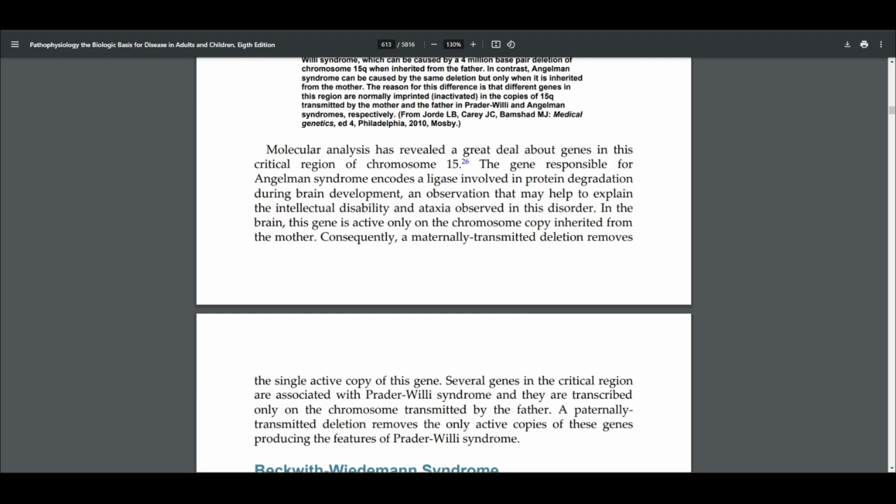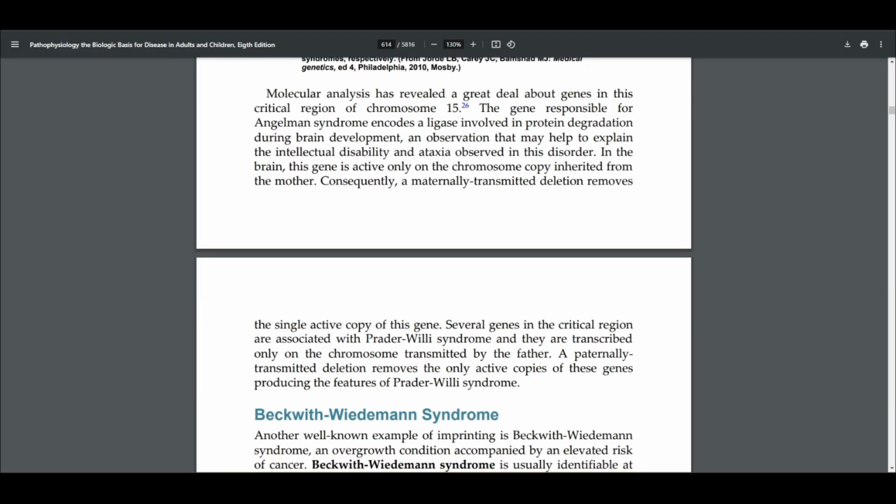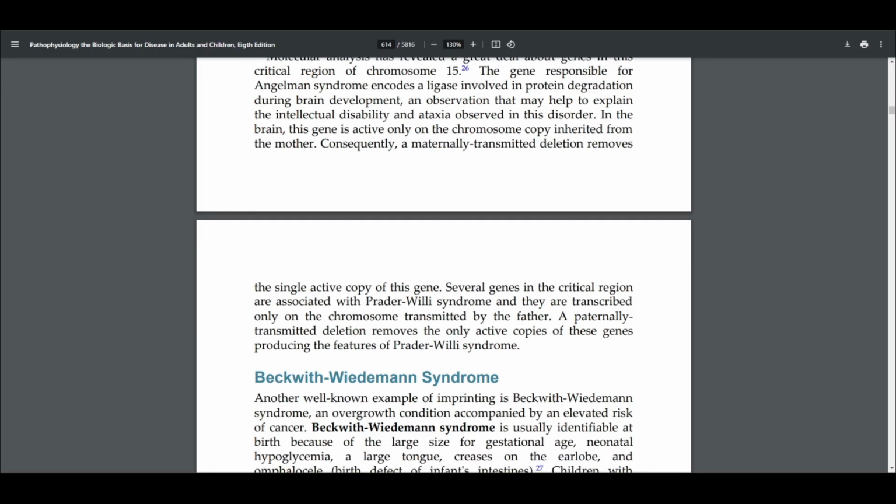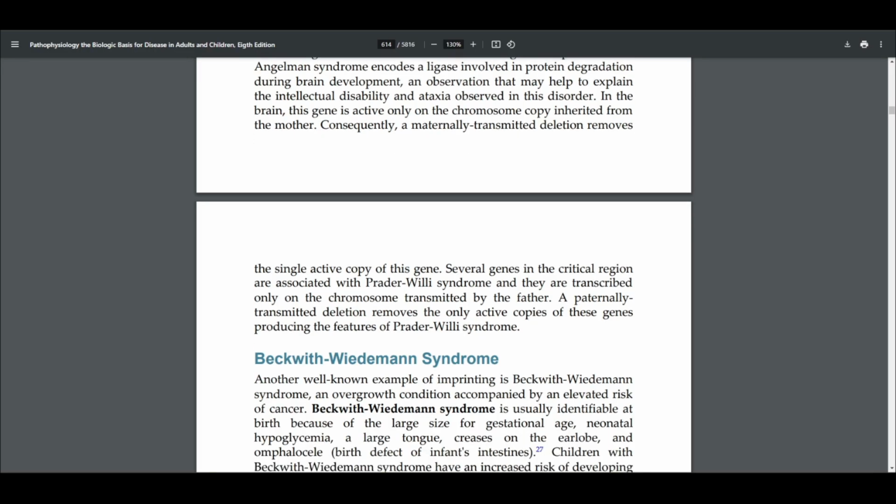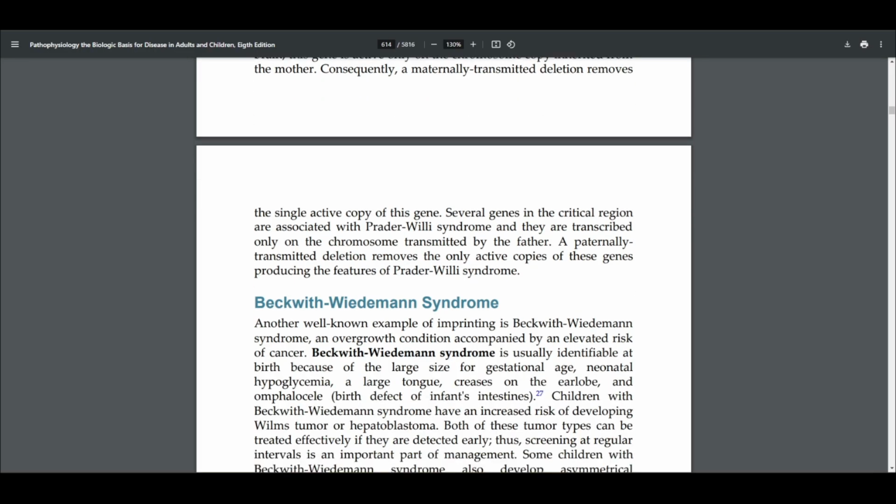Several genes in this critical region are associated with Prader-Willi syndrome, and they are transcribed only on the chromosome transmitted by the father. A paternally transmitted deletion removes the only active copies of these genes, producing the features of Prader-Willi syndrome.